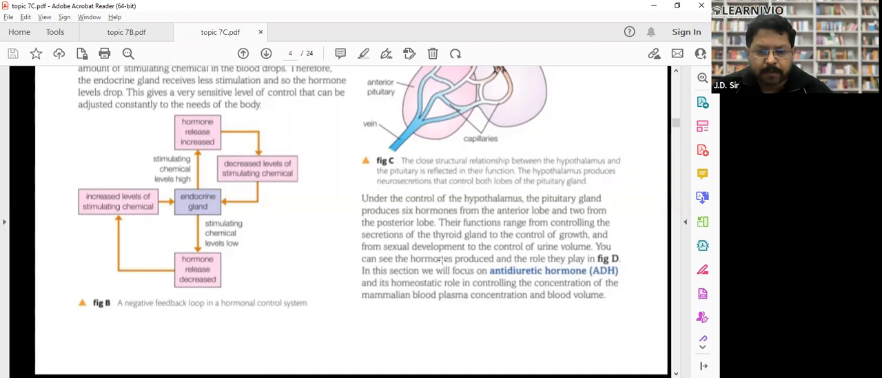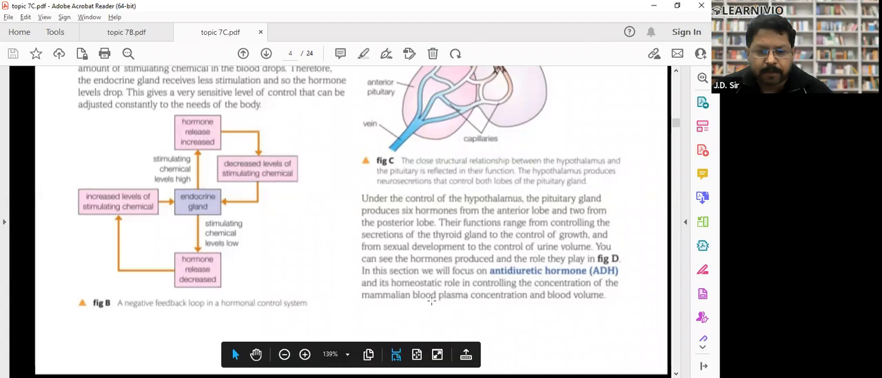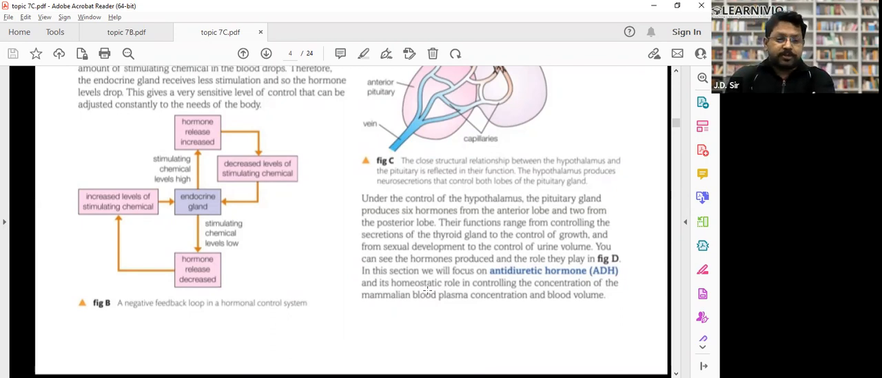You can see the hormones produced and the role they play in secretion. We will focus on antidiuretic hormone and its role in controlling the concentration of mammalian blood. What is ADH? And rather than talking about ADH first, what are diuretic substances? Can you tell me, Affaf? What are the diuretic substances?